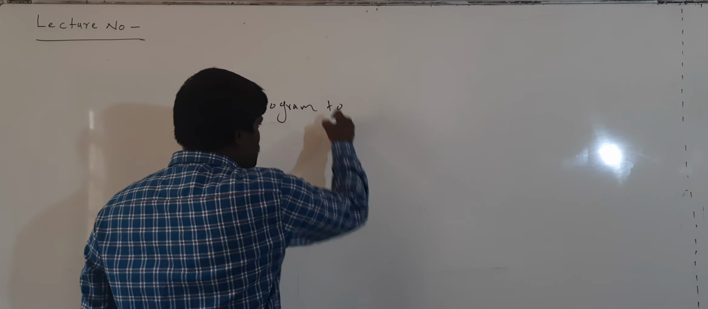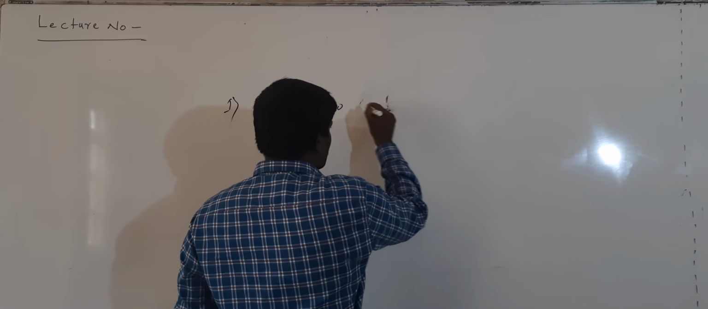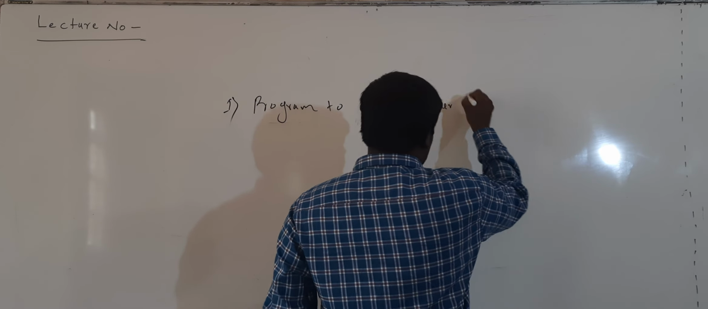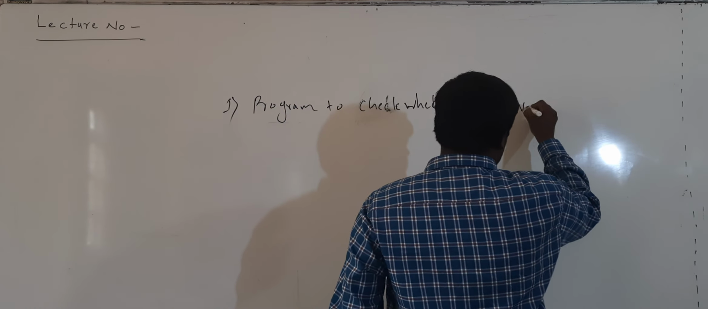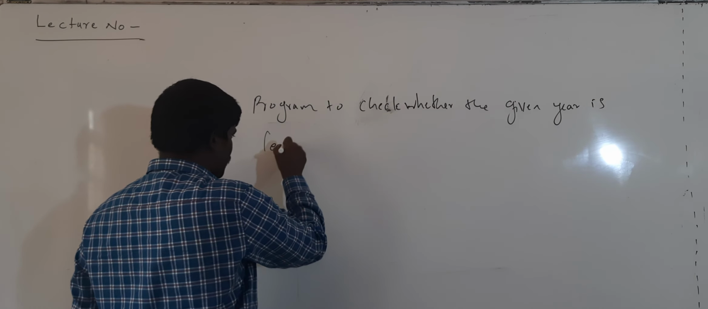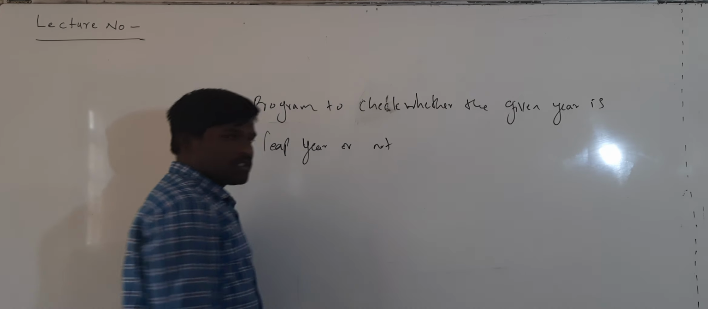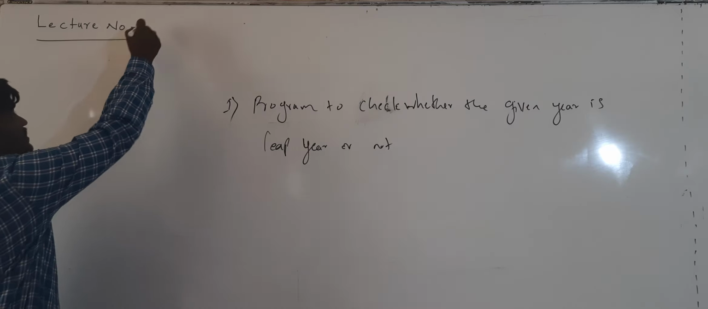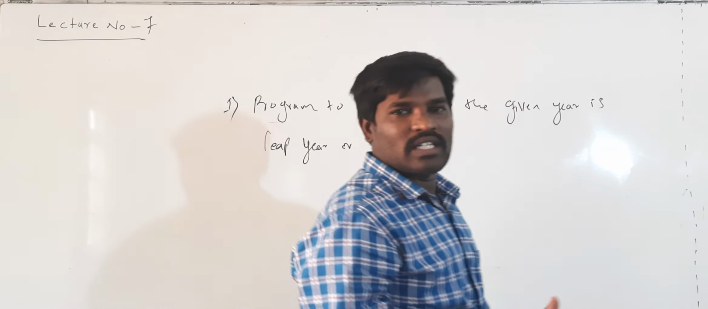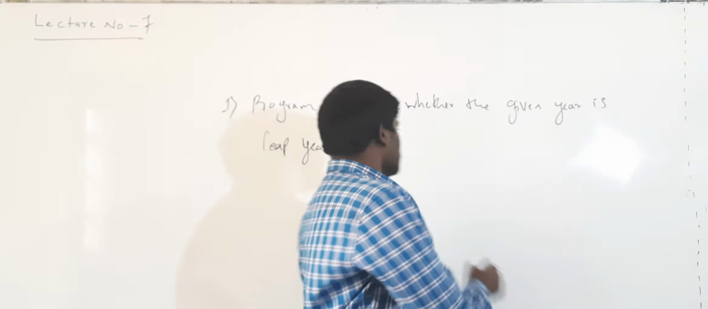Program to check whether the given year is a leap year or not. Leap year or not. So here, a leap year comes once in 4 years. It means that in the program we have to use the 4 compulsory.